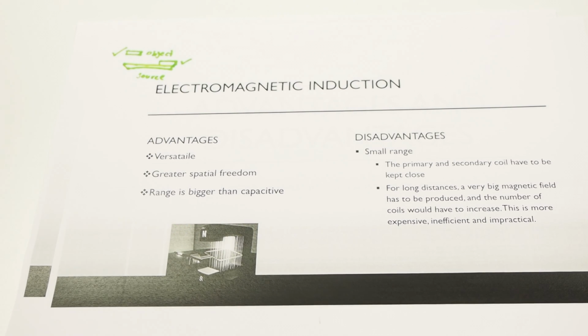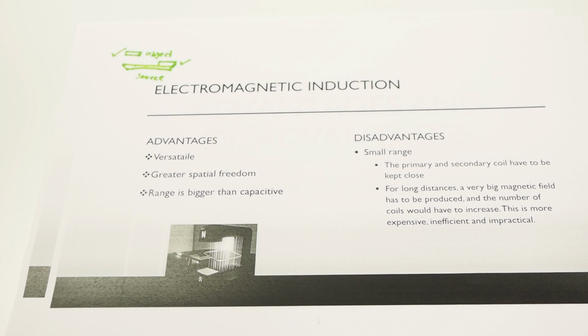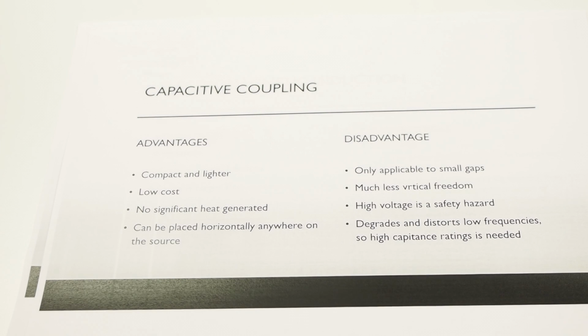The primary and secondary coils have to be kept in close proximity. If long-distance induction were to be achieved, a very big magnetic field would have to be produced, and the number of coils required would be expensive, inefficient, and impractical. Very little power would be received regardless. There is also the more compact and lighter capacitive coupling.